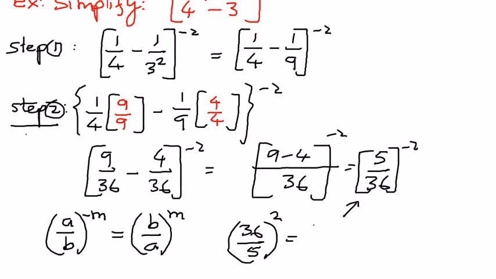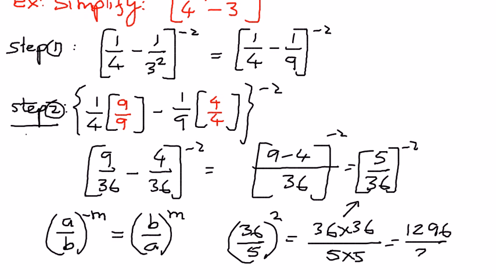That means we need to simplify this: 36 times 36 divided by 5 times 5. 36 times 36 is 1296. 5 times 5 is 25. Therefore, we can leave our answer in this improper fraction format. So therefore, this is the way we want to be able to solve simple problems using the laws of exponents.